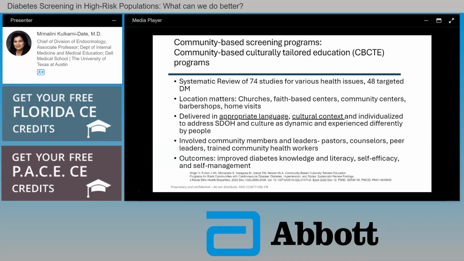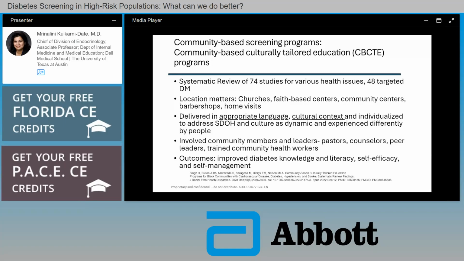I want to talk now a little bit more about community-based screening programs. So this specifically community-based, culturally tailored education programs. So there was a systematic review that looked at 74 studies for various health issues. 48 of them were targeted to diabetes. And they looked at these studies that were done where care was being given outside of the clinic. So we had churches, faith-based centers, community centers.